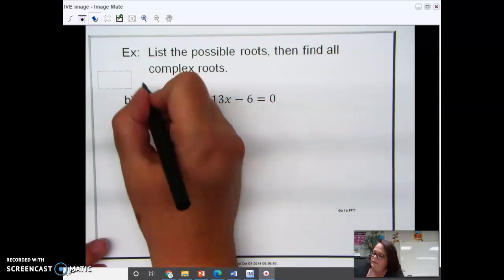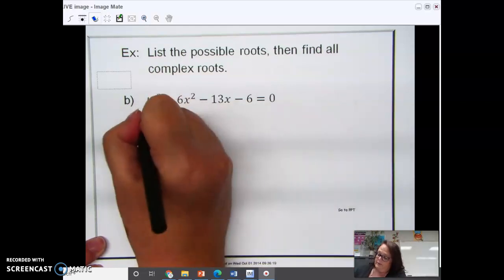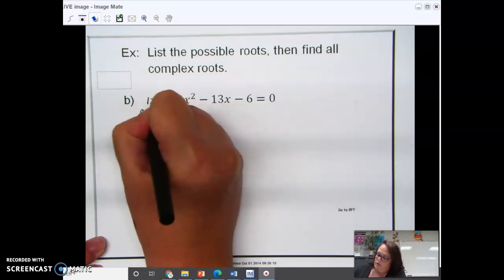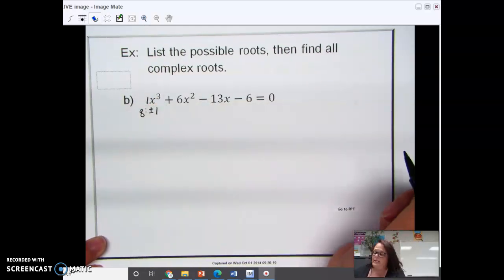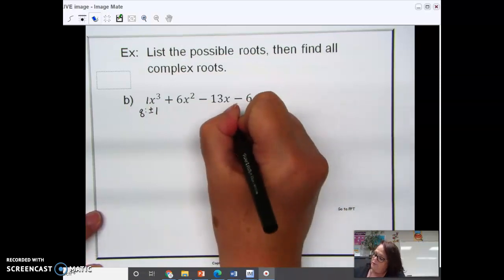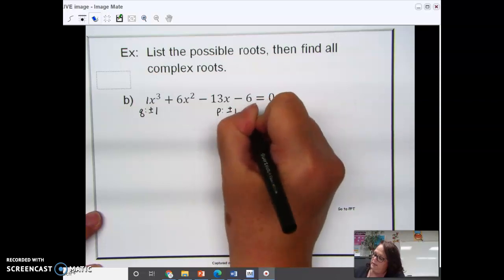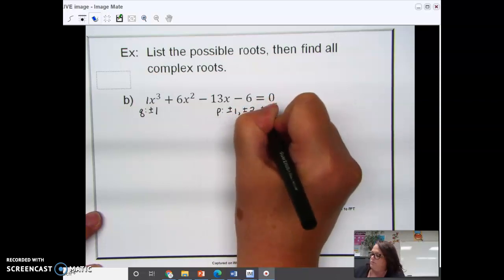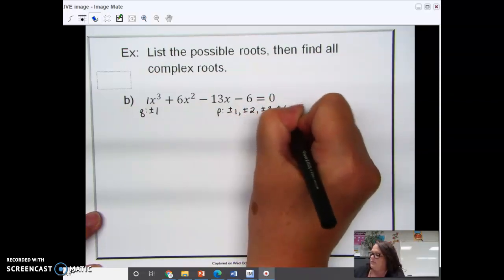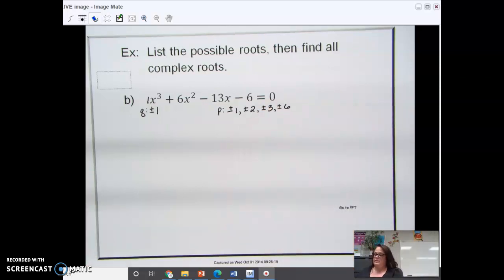All right, so hopefully you can see there's an invisible 1 here. So this is representing my Q values. So all the factors of 1 is just 1. And then for 6, we're going to get our P values. So that's going to be plus or minus 1, plus or minus 2, plus or minus 3, and plus or minus 6. So that's the list of all the factors of 6.